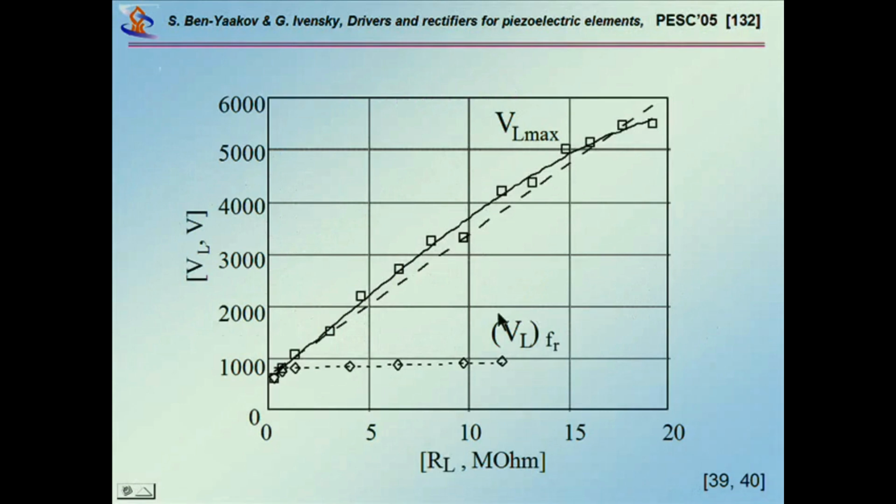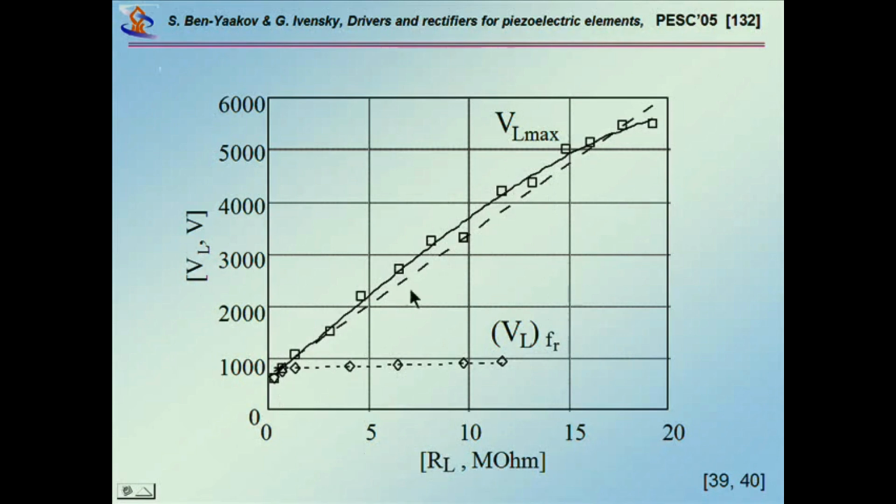You see that with one single transformer, I don't remember the input voltage, it wasn't very high, you get up to, say, 6,000 volts, which is really very impressive. But obviously, the power level is low, so we are talking about fairly large load resistances. This is after rectification. Okay, we are talking about DC here.